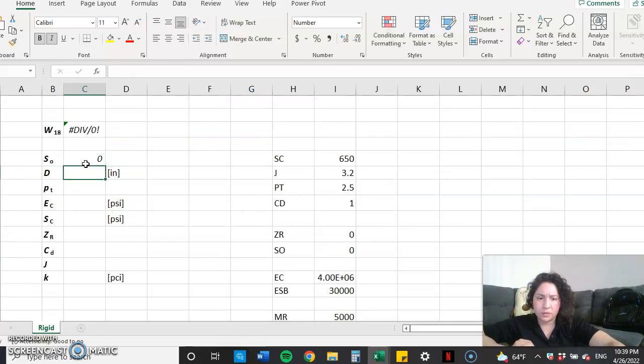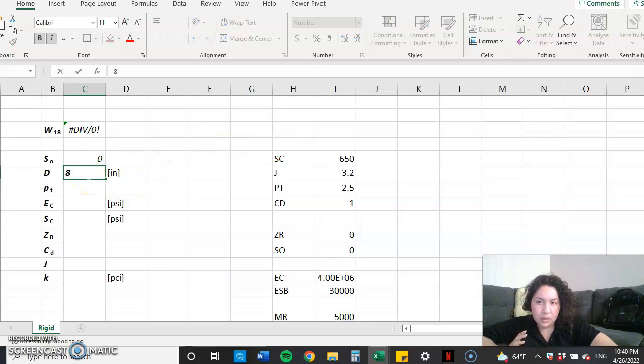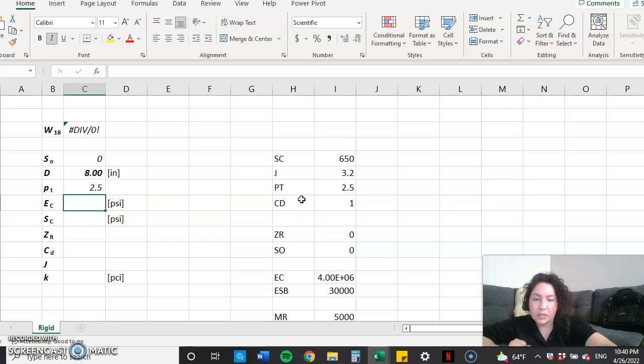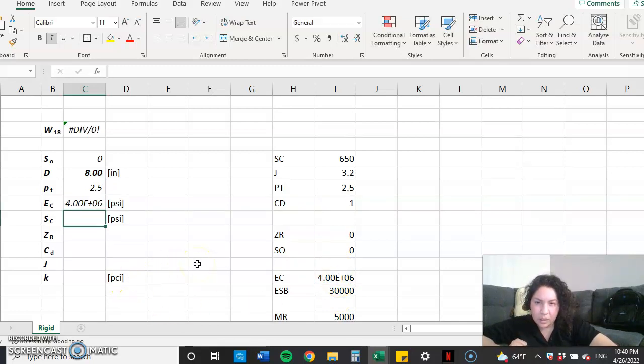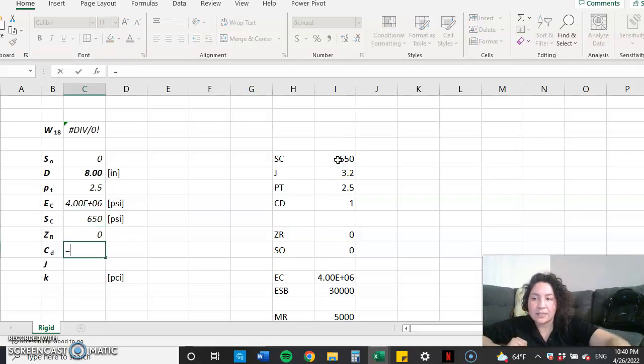So this is 0. Our thickness is 8 by the drawing. This is 8. PT 2.5. EC, modulus of elasticity. Modulus of rupture. This is 0. Reliability, this I assumed to be 1 from the table.